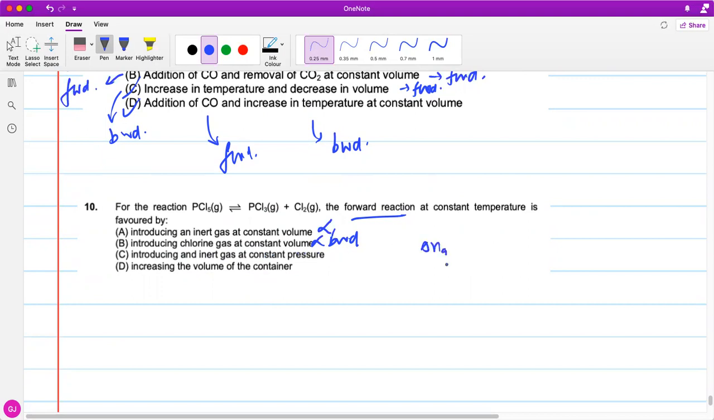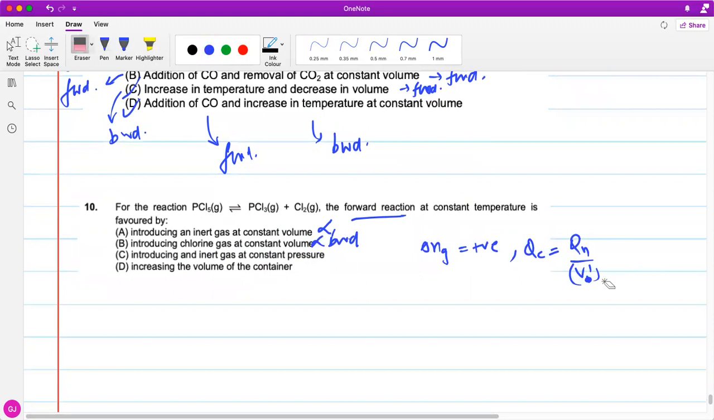And since delta Ng is positive, right? When I look at the expression QC, Qn, it will come V raised to the power of +1, right? The V will be in the denominator because delta Ng is positive, right? And adding inert gas would increase the volume. That means Q will get decreased and the shift will be in the forward direction. So yes, this is favoring it. And D option is actually the same, increasing the volume of container. Right? So these are one or more than one choice questions.